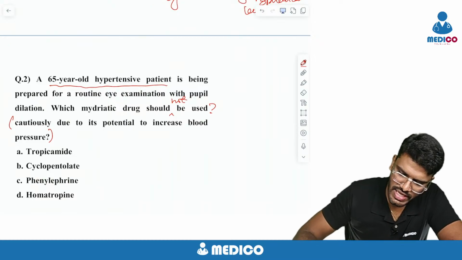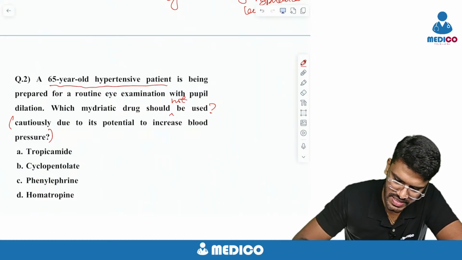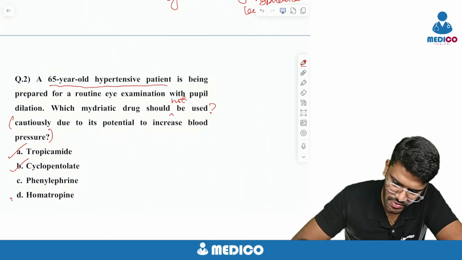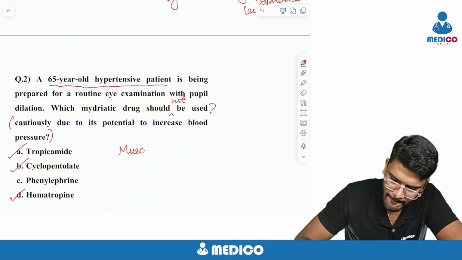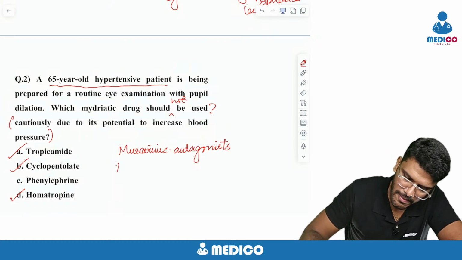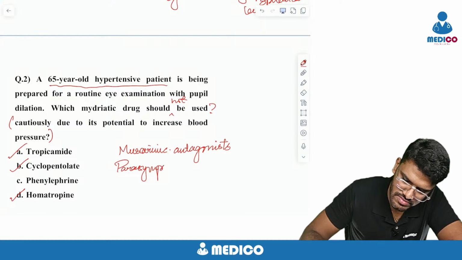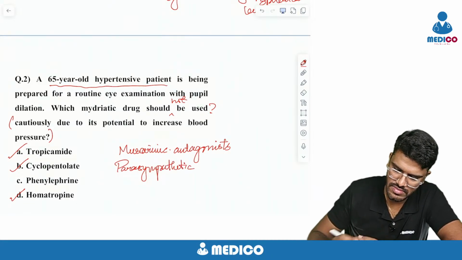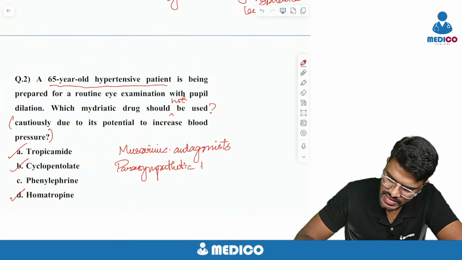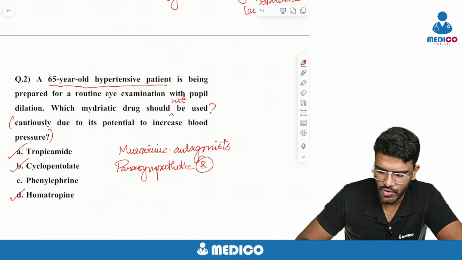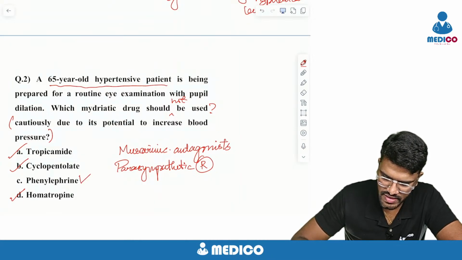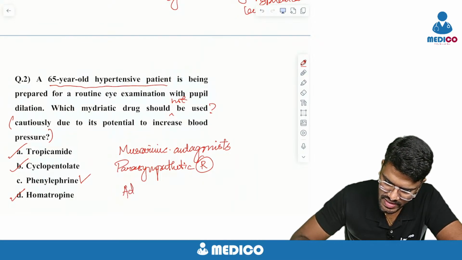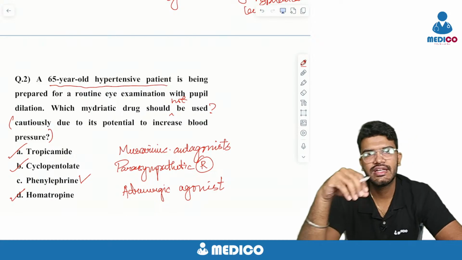So for this we need to understand what the options are and try to group them into families. Tropicamide, cyclopentolate and homatropine are all muscarinic antagonists. What is nicotinic and muscarinic? They are parasympathetic receptors. So the only difference, first of all, is phenylephrine, which is an adrenergic agonist. So what am I trying to do by saying this?